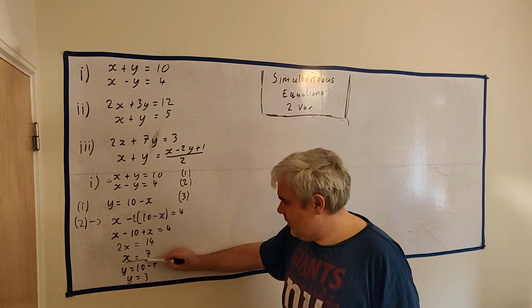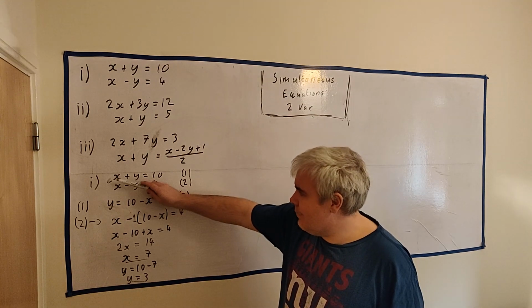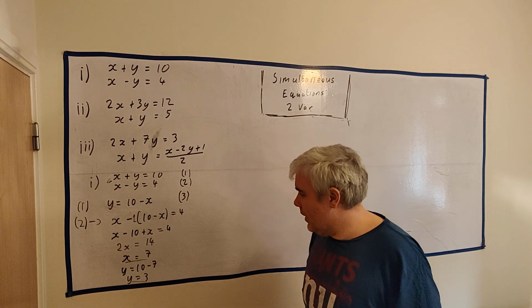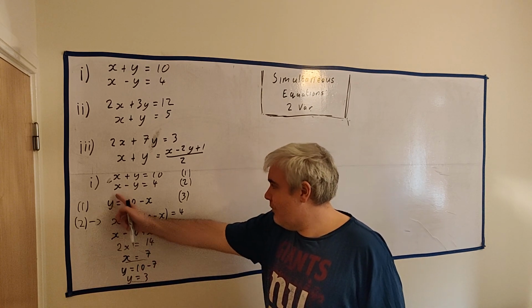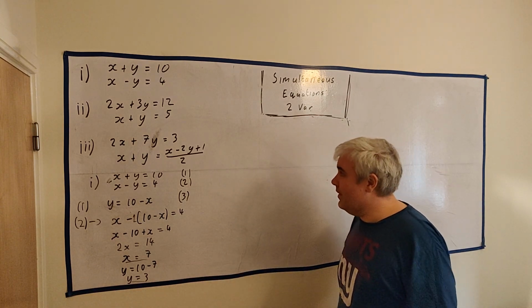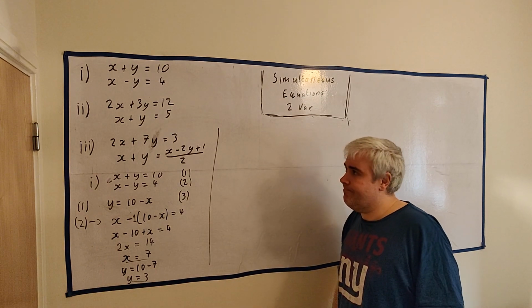Test your answer. Here are your answers, so test them. X equals 7, y equals 3. 7 plus 3 is 10. Good. 7 minus 3 is 4. Good. Okay, we're right. We are correct. It's good to test. It's always good to test.